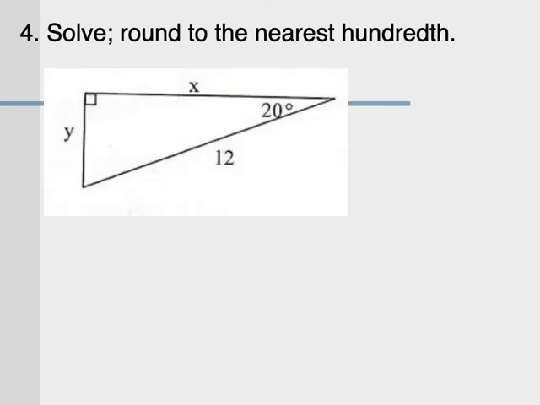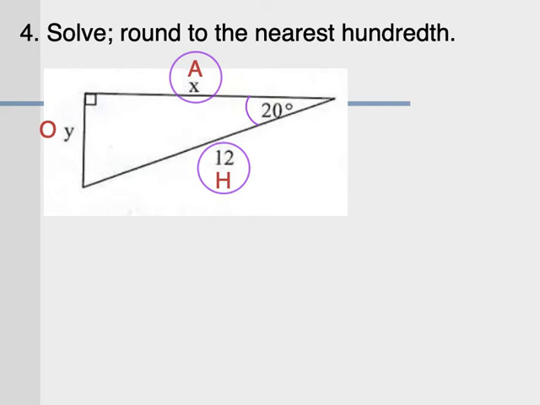Question 4. Label your starting angle and then label your sides with the H, O, and A. 12 should be your hypotenuse. It's opposite your right angle, and it's also your longest side. Y is the side opposite 20 degrees, and X is your adjacent side. Now let's say you wanted to solve for X first. Circle the X side and the one side you know.